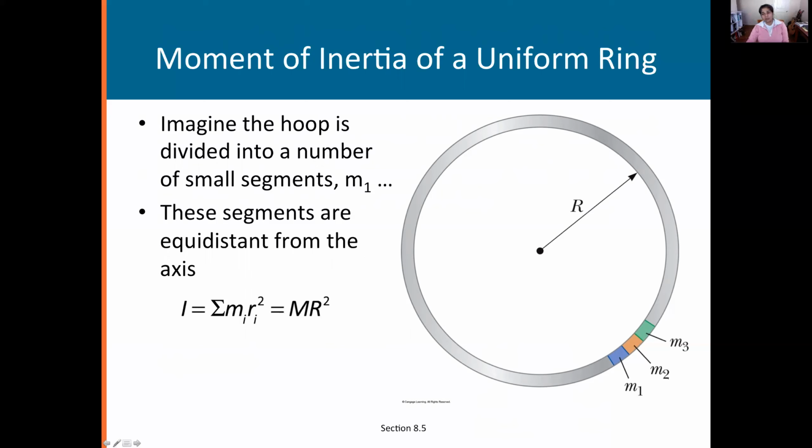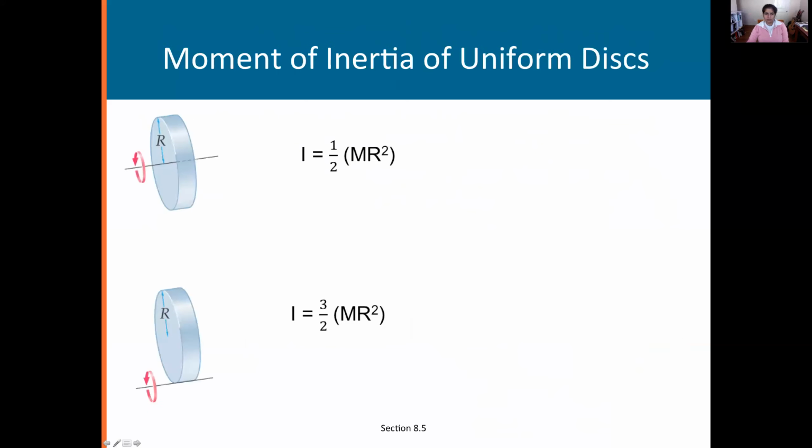Okay, so indeed that is the case. If it's a thin disk, you are going to get 1/2 mr squared, a disk rotating about an axis through the center. Here we have the disk, and here is its axis of rotation going through the center. You get 1/2 mr squared as your formula.